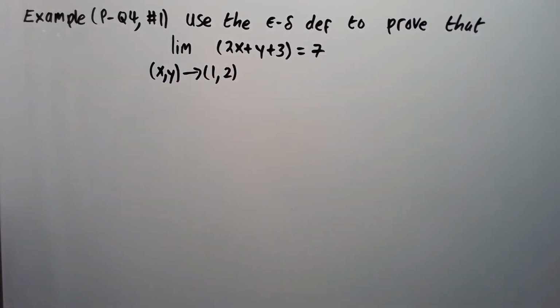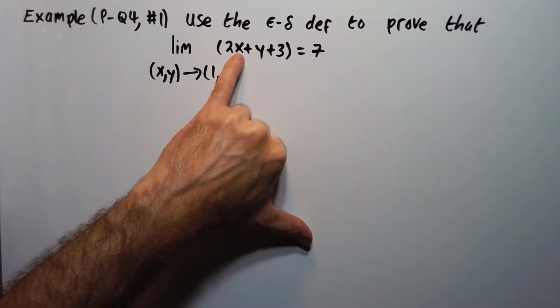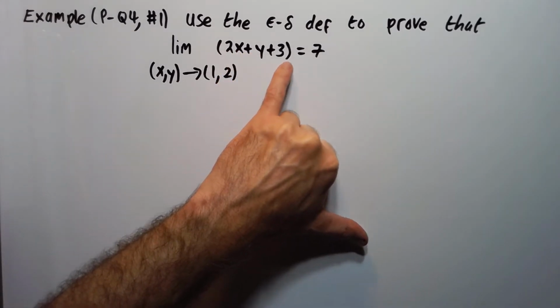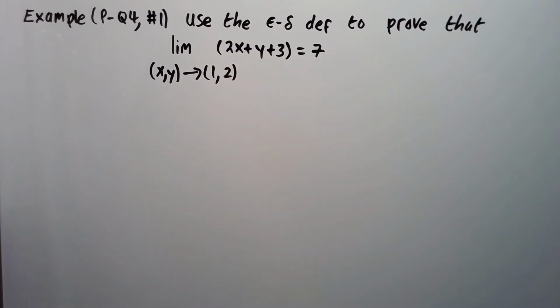Okay, so let's actually first look at why this should be the case, then we'll prove it. So if you put 1 in place of x there and 2 in place of y, it'd be 2 plus 2 plus 3, which would be 7. So intuitively we should know the limit should be 7. Okay, but let's prove it now using the epsilon delta definition.